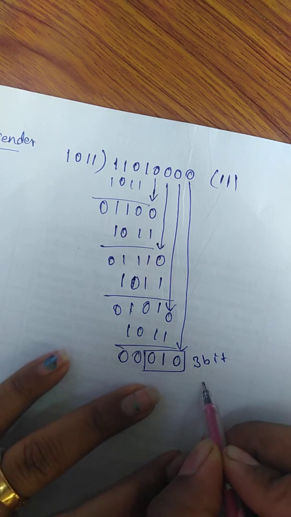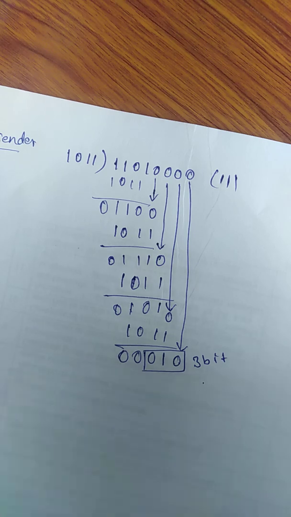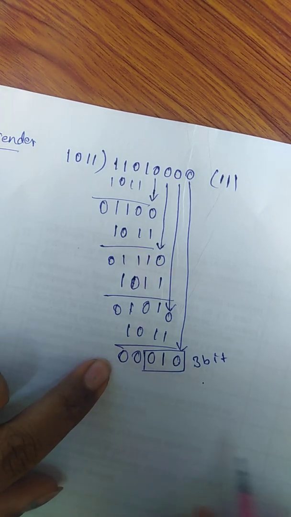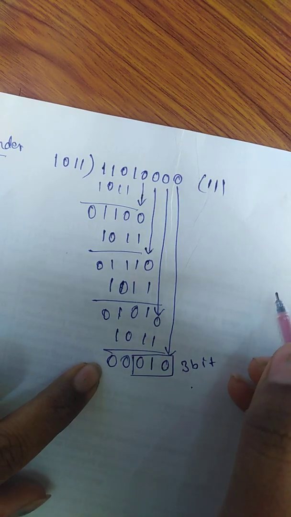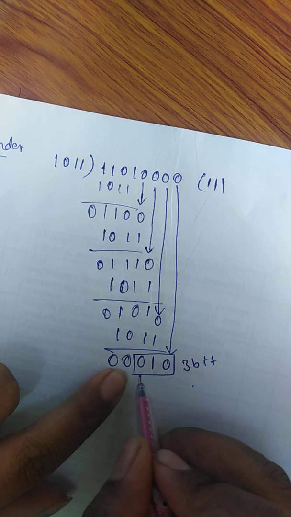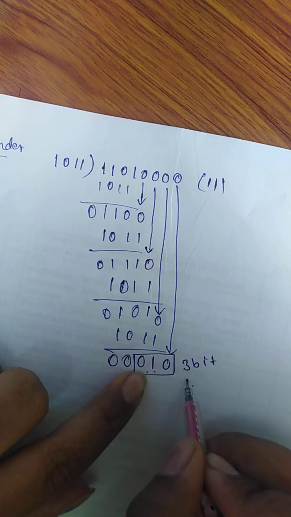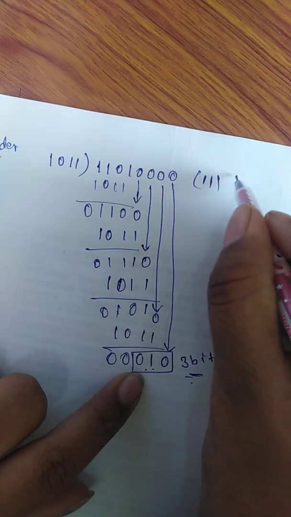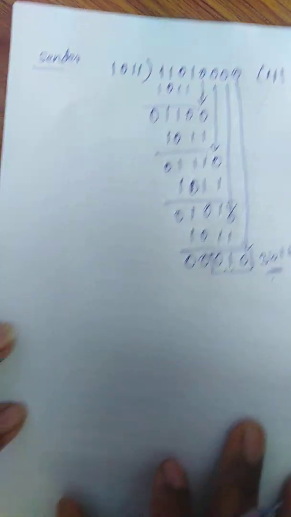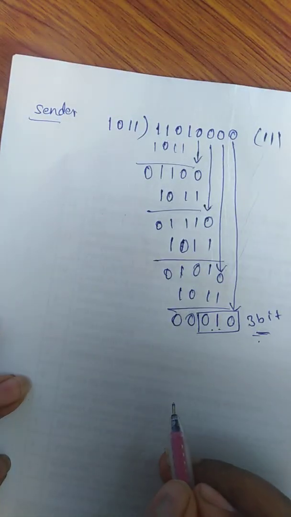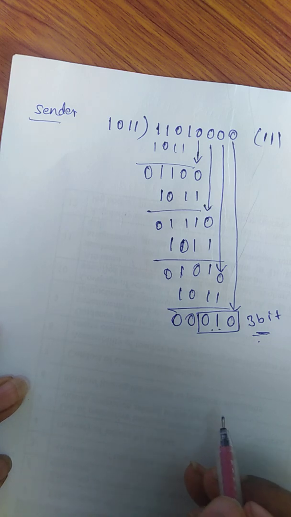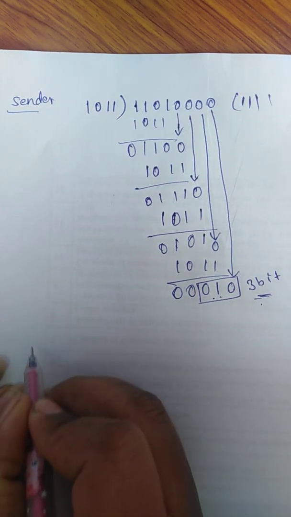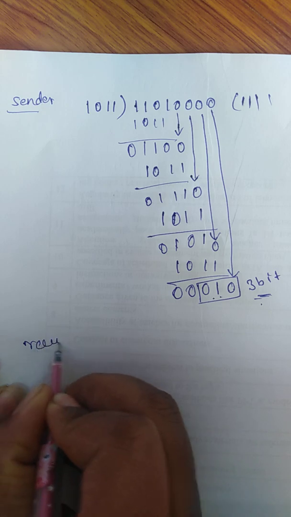Or the remainder is what we get here. What is the output we get here? 0 1 0. This one is the CRC bits we got now. Then how does the receiver get the information? We check the receiver side now.